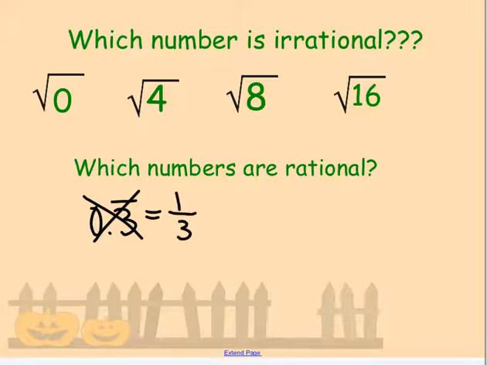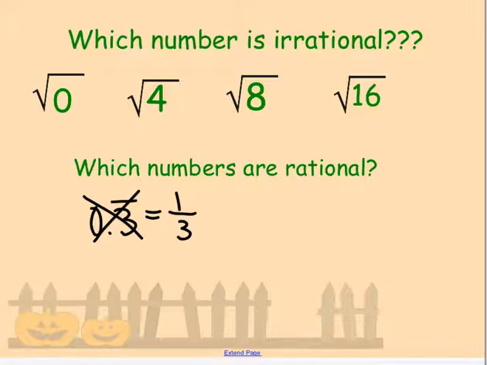So if we look at our square roots, a lot of times we have square roots as being irrational numbers, things like square root of 2, square root of 3, square root of 5. But the question is, out of these four, which ones are irrational? We have root 0, root 4, root 8, and root 16. Well, let's see if we can simplify any of these.